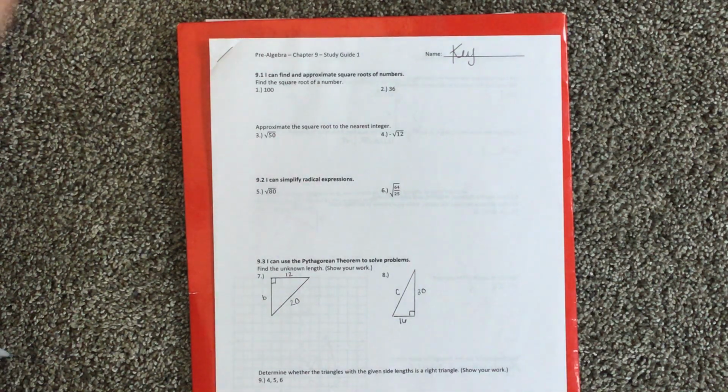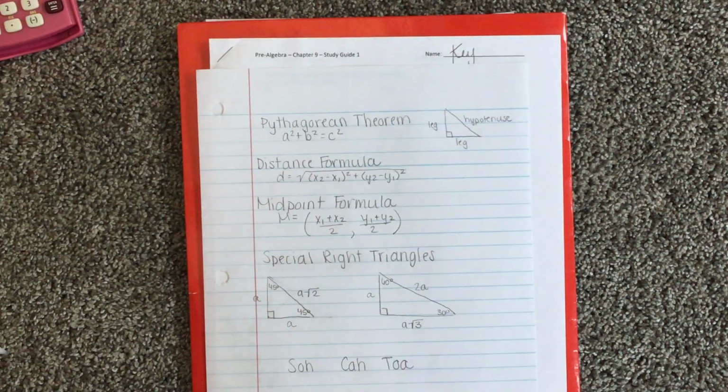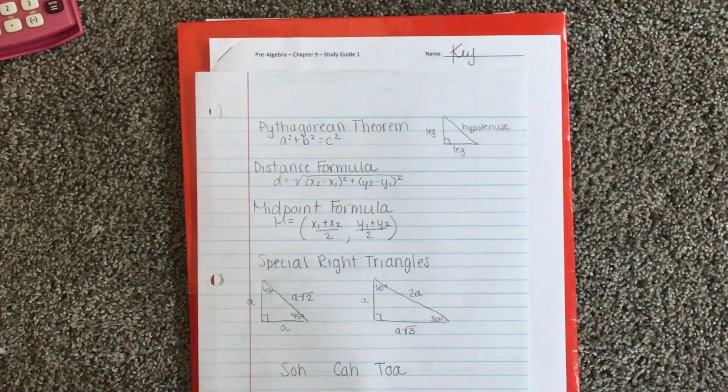I have a couple things with me. I do have a calculator ready to go, and then I have my note card. Now, I didn't have a note card at home, so I did just use a piece of loose leaf with all the different formulas I thought were going to be helpful when I'm completing this test. I will also link this on Google Classroom.